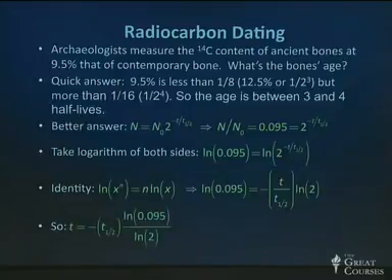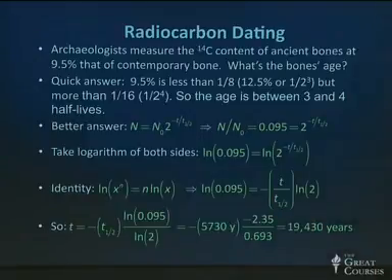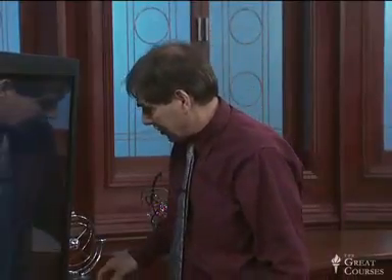T is t 1/2, log 0.095 over log 2. Work that out. The half-life is 5,730 years. There's the ratio, 19,430 years, as we guessed approximately with our quick thing. That's radiocarbon dating. That is a very powerful technique, and it works up to about 50,000 years out. There are some subtleties with it.